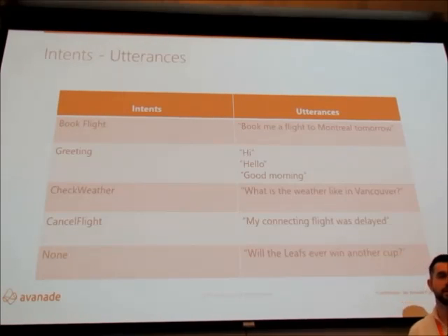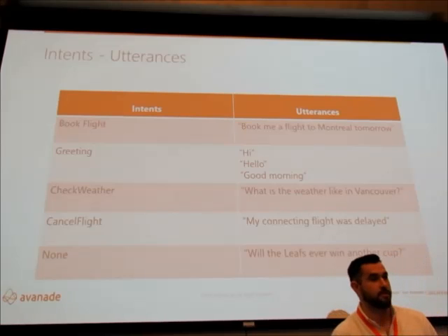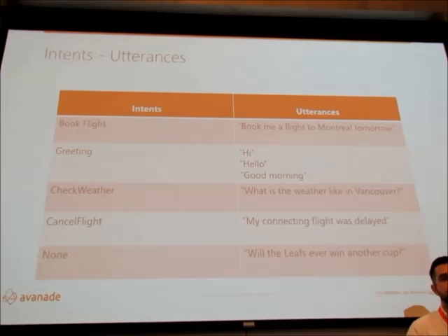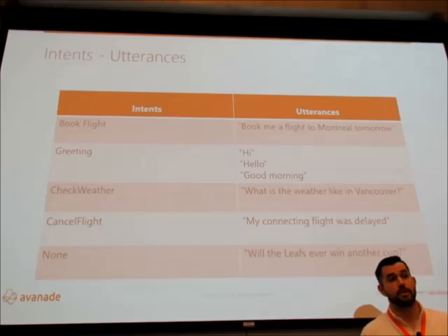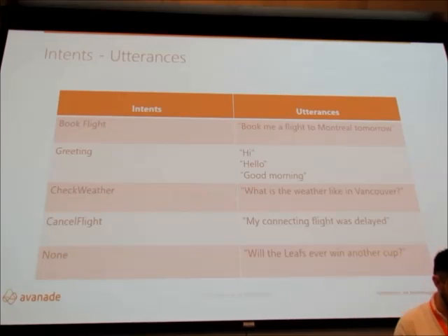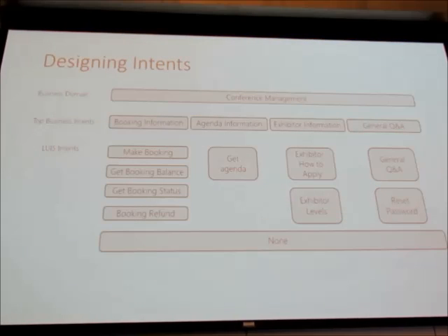When will the Leafs win a cup? What are those lucky lottery numbers? These are things that we expect our model to return the none intent for, saying, hey, I have no idea what this is, this isn't what I've been programmed to do. It's really, really important that you give a lot of examples to your none intent, as your application can start doing really funky things if it's not programmed properly.